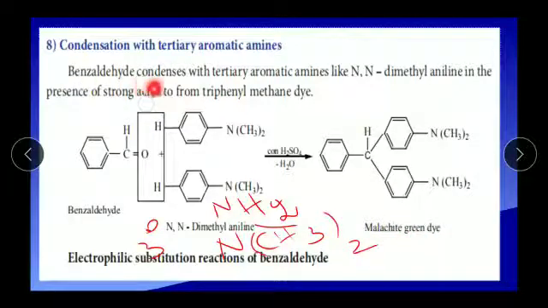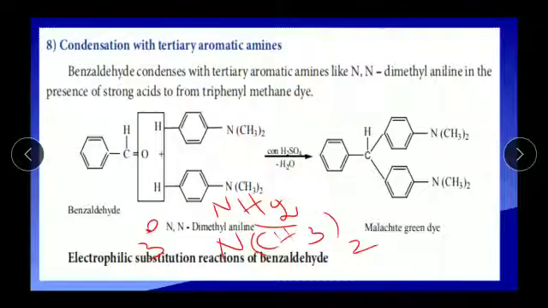Benzaldehyde condenses with tertiary aromatic amines. Here we took N,N-dimethyl aniline. It is a tertiary aromatic amine. How is it tertiary? In the amine group, the two hydrogens are replaced with methyl groups, CH3. So it is named a tertiary amine. N,N-dimethyl aniline in the presence of a strong acid. Here we took concentrated sulfuric acid.